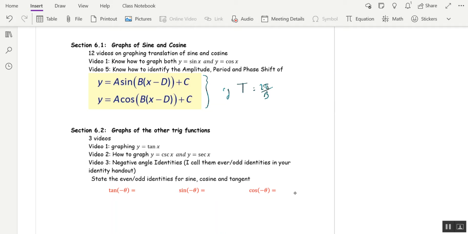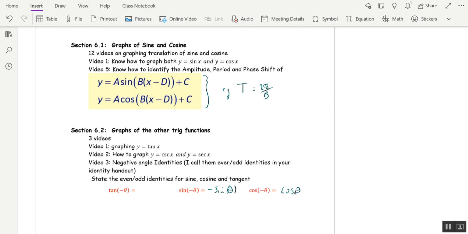And video 3 is the negative angle identities. I call them the even odd identities. And in that handout that says trig identities you must know, you'll see them under tangent negative theta, sine of negative theta, and cosine of negative theta. And they're called even odd because sometimes we call them that. For example, sine of negative theta is negative sine of theta. That's a property of an odd function, whereas cosine of negative theta is cosine of theta.